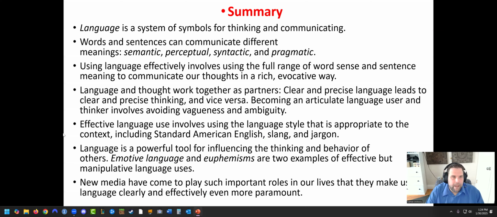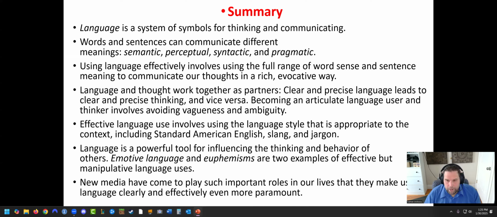Okay, so to kind of summarize here, language is ultimately a system of symbols, and those symbols come together in sentences to communicate your thinking. So it's linked to thinking and communication. And of course, words and sentences are able to communicate a variety of meanings: the semantic meaning, the perceptual meaning, the syntactic meaning, and the pragmatic meaning as well. Using language involves the use of a full range of word sense and sentence meaning to communicate our thoughts in a very rich and evocative way.